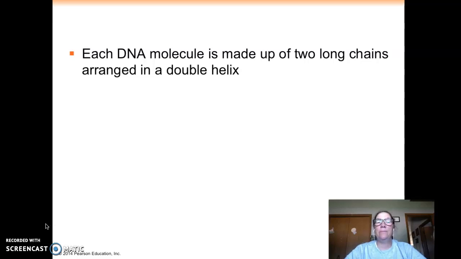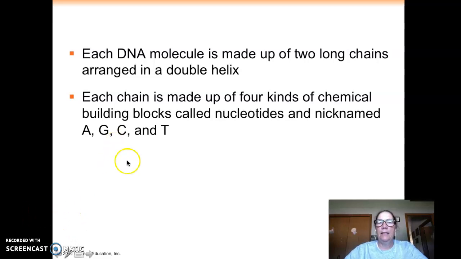But anyway, we ended up last time talking about DNA. And remember, DNA stands for deoxyribonucleic acid. It's a biomolecule, and it's made out of two long chains, and they call it a double helix. Basically, it looks like a spiral staircase. And the ladder, if you want to call it that, has four nitrogen bases, and they abbreviate them A, G, C, and T. A is adenine, G is guanine, C is cytosine, and T is thymine.